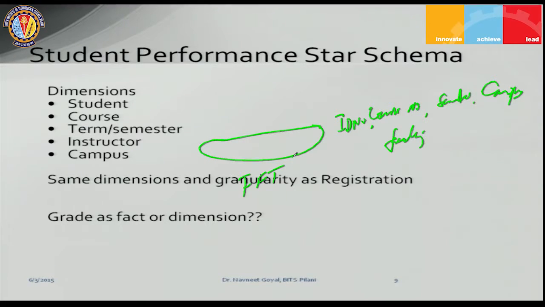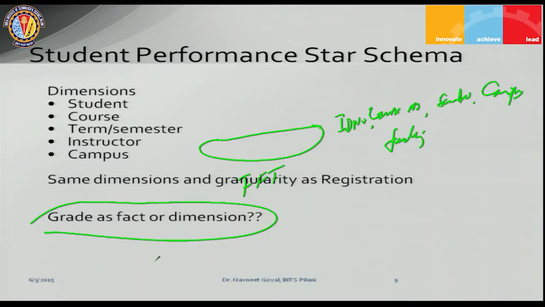And then another important thing that we need to address here is how do you model the grade. So for every row in a fact table there should be a grade, right? What grade he got in a particular course. So grade to be modeled as a dimension or as a fact, that is what we need to know.